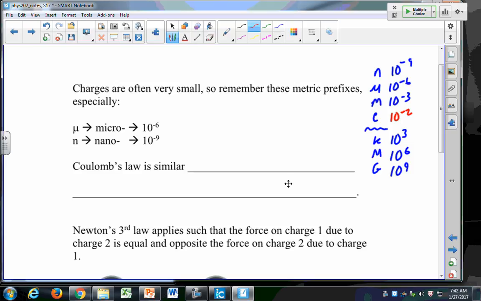You know those metric prefixes, but especially micro and nano, because charges are often really small, right? The fundamental unit of charge is 10 to the minus 19. So when we're talking about charges, we'll often use those prefixes. As I said, Coulomb's law is similar in form and action to Newton's universal law of gravitation.